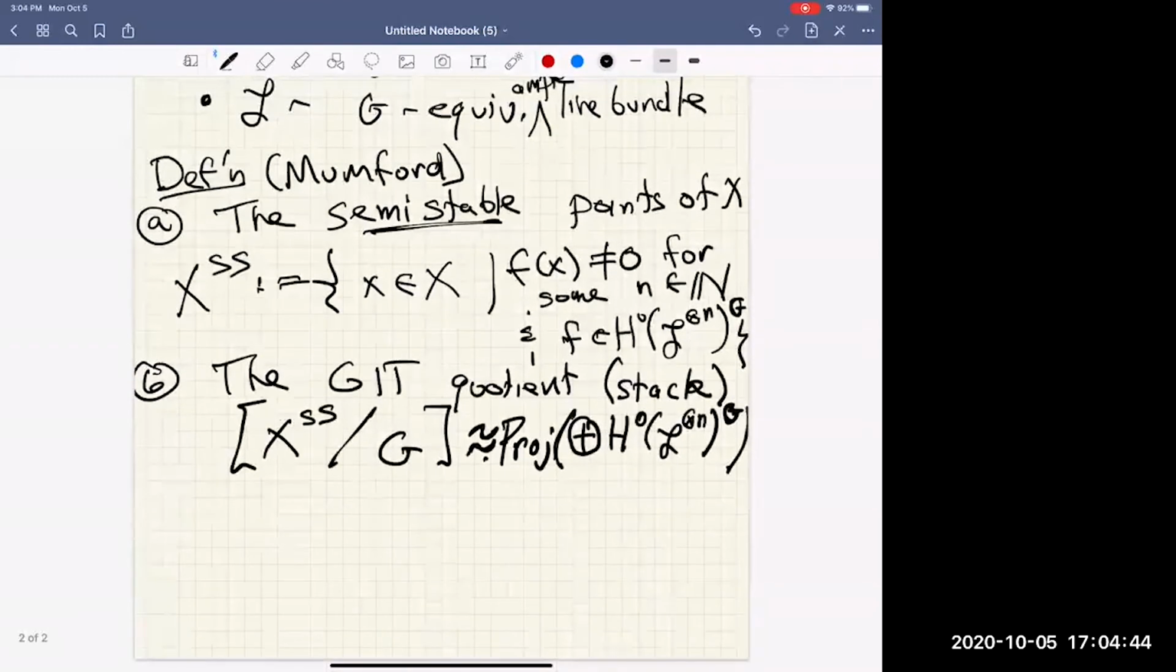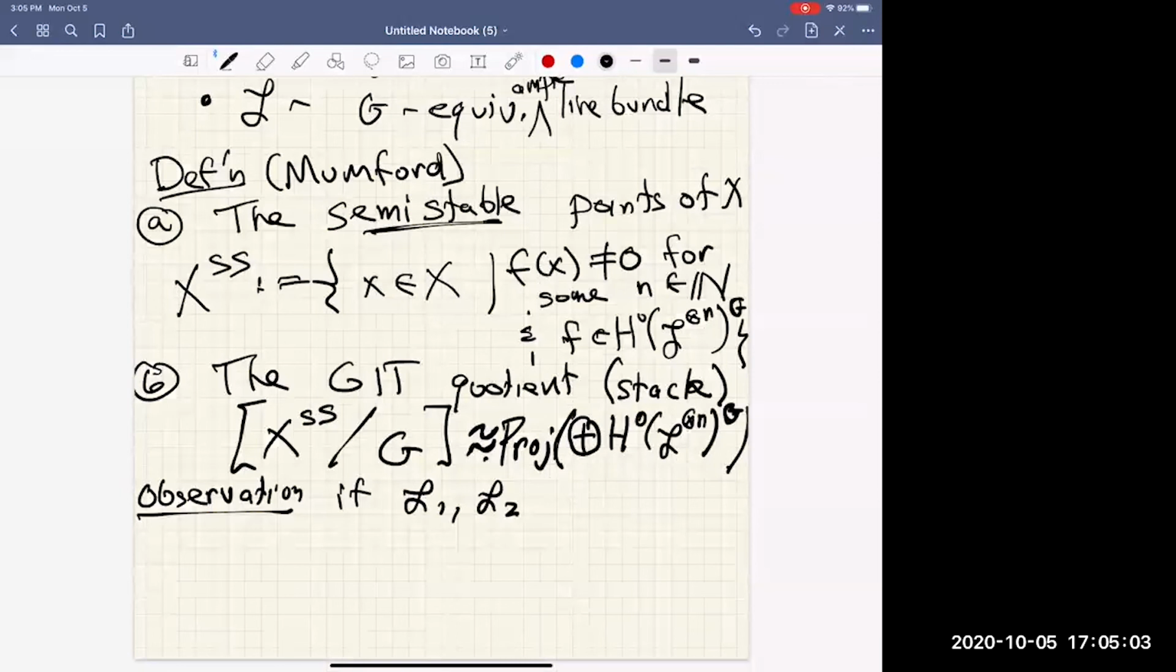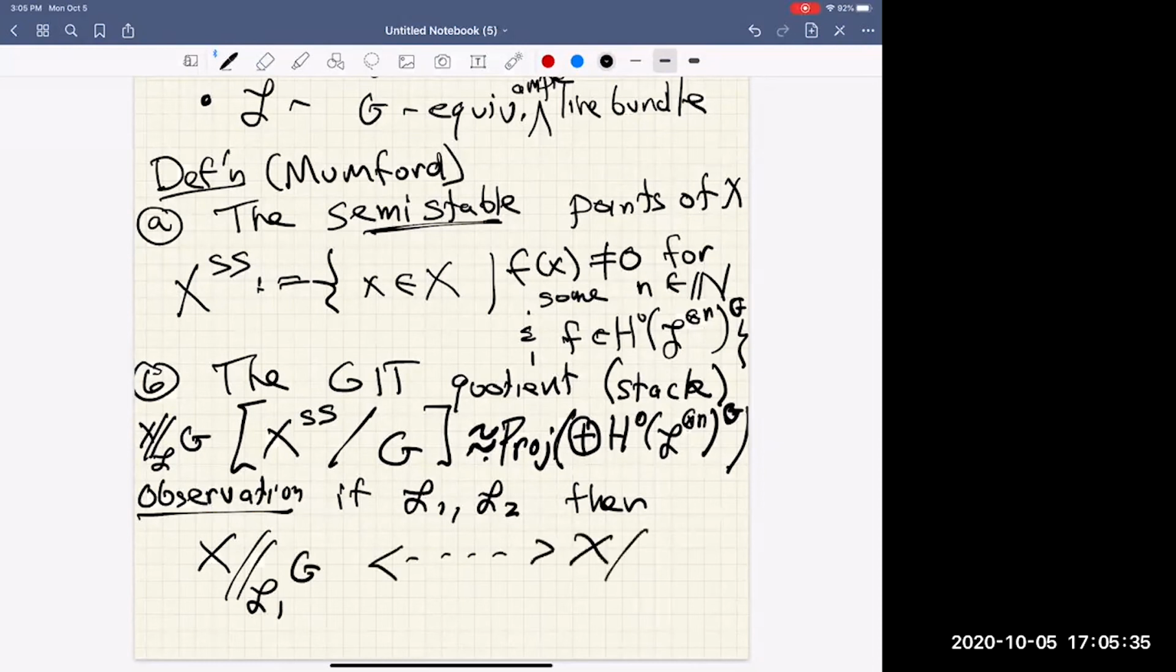And then an observation would be: if I have two line bundles, L1 and L2, two ample line bundles, and I want notation for this, sorry, this is X mod_L G. Then since both give semi-stable loci, I get two different GIT quotients, and they're birational, since they're both open substacks of X by G. Okay.